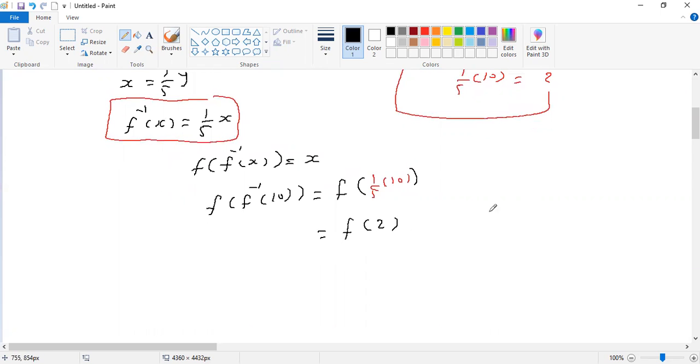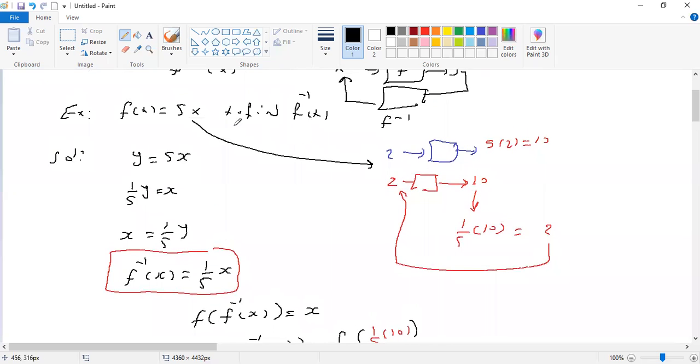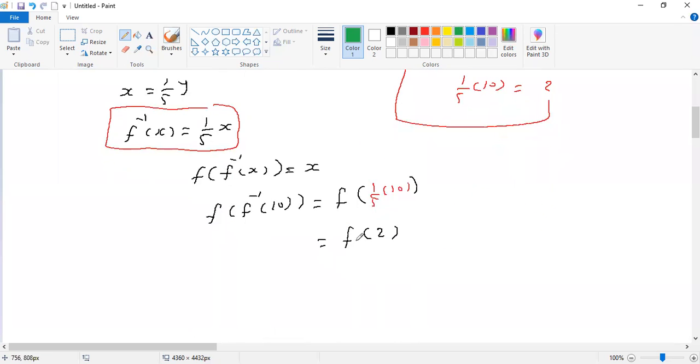f of 2, return back to the function. What is the function given here? The function given is y equal 5x. So this is the function, f of x equal 5x. So now, f of 2 equals 5 times 2, equal 10. Look at it: f of f inverse of 10 equals 10. So f of f inverse of x is always equal to x.